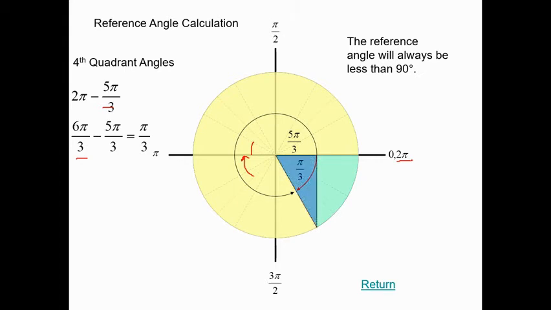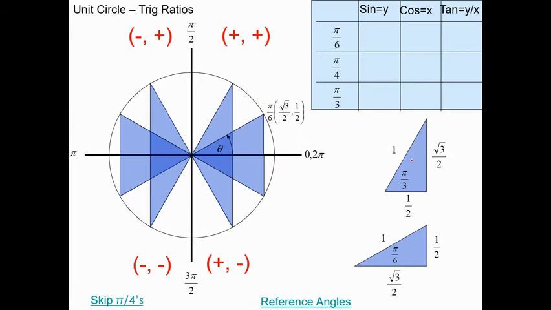So again, notice that the reference angles are always going to the nearest x-axis. Sometimes it's pi, and then sometimes it's 2 pi, where you're at. Notice the reference angle would be the angle in the first quadrant. All right, now that we have taken that little detour about our reference angles, let's come back and take a look at what happens here on our unit circle with the sine and the cosine and the tangent.